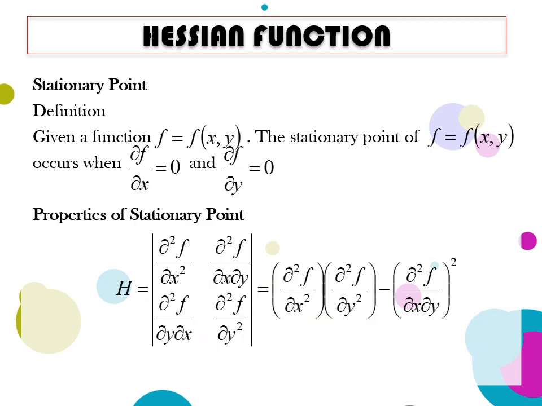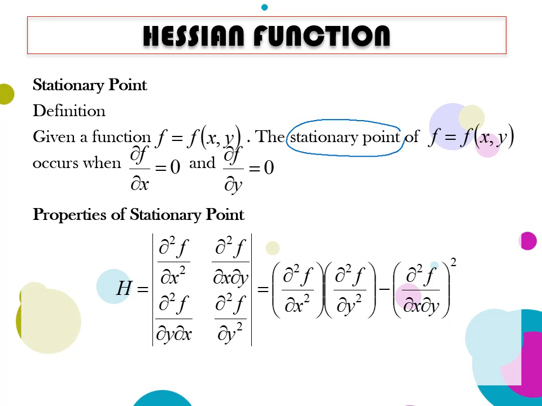Okay, so before we determine types of a stationary point, of course, we need to find the stationary point first. For a function, there will be a point or points for that function, and we call that a stationary point.